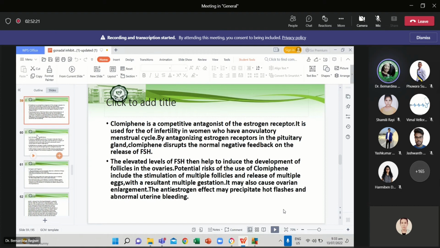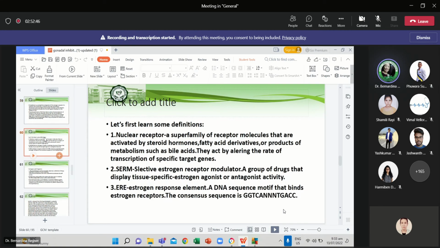The anti-estrogen effect can also precipitate, and this is a common complaint of the woman on clomiphene, hot flashes and abnormal uterine bleeding. So dysfunctional uterine bleeding or DUB. So you have to orient her because the woman might be alarmed. Okay, so let's first learn some definitions.